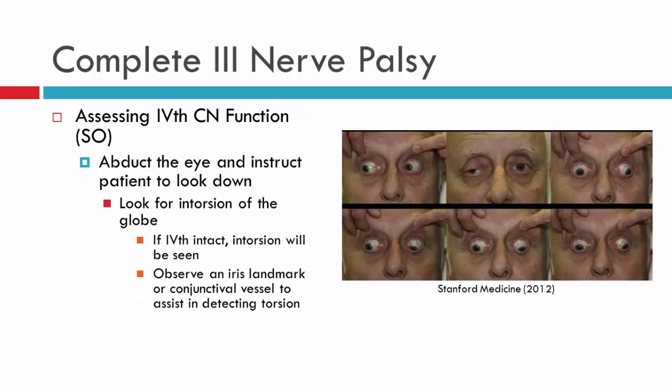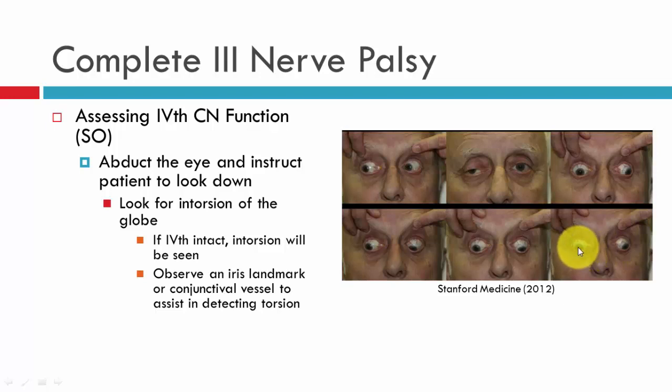Now, earlier I mentioned that it can be difficult to look at the function of the fourth nerve in patients with a complete third. You have to consider the possibility that the patient actually has multiple cranial nerve palsies. They could have a third and a fourth. So you need to establish that the fourth is functioning. So if we have a look back at the patient we were looking at earlier, this is where we were trying to assess the superior oblique.